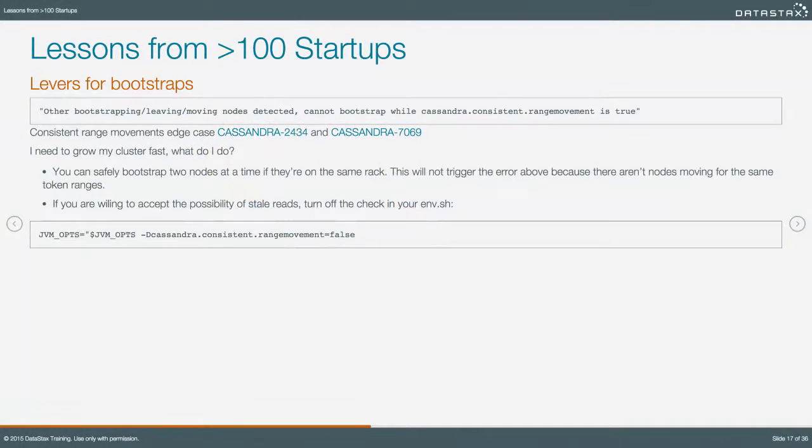And so 7069 doesn't let you bootstrap two nodes at the same time that have part of the same ranges within them, right? To avoid this edge case. Now, in a lot of cases, you actually need to grow your cluster, and you're okay with potentially having a stale read, right? So if that's your scenario, you can add this JVM flag when you boot up, and it will allow you to bootstrap the two nodes at the same time. Yeah. So, okay, let's keep going.